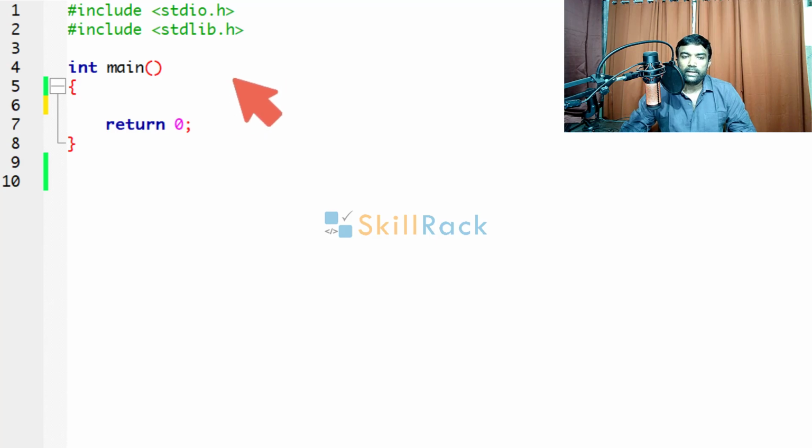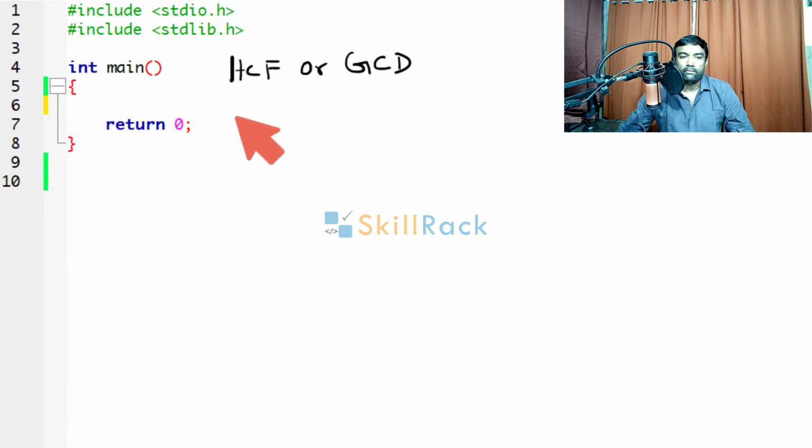Now we will discuss how to find the HCF of two small integers. HCF is highest common factor. It's also called GCD, greatest common divisor. So two values are given. Let's take 21 and 35 as example.